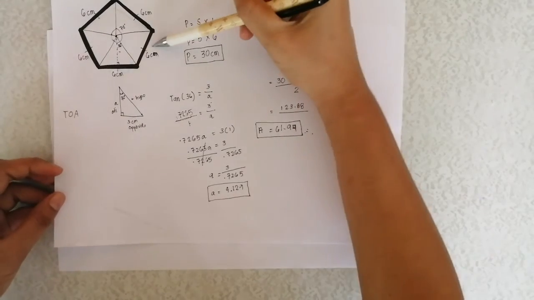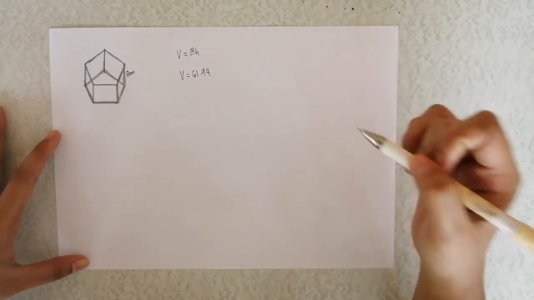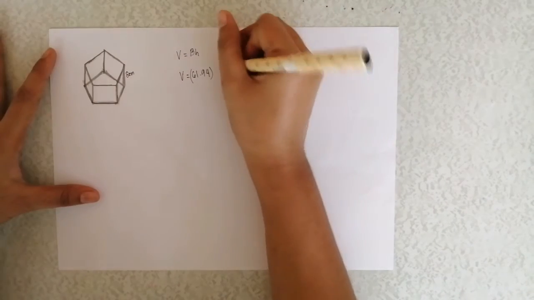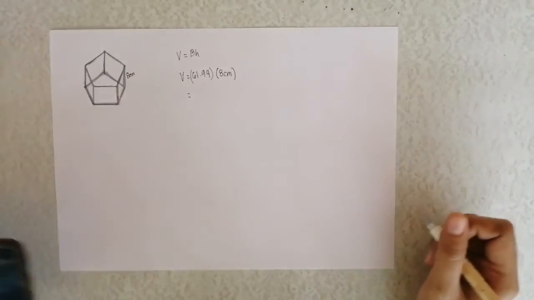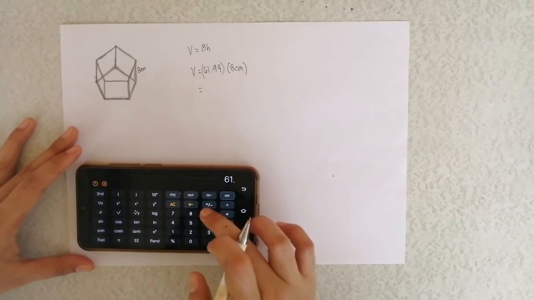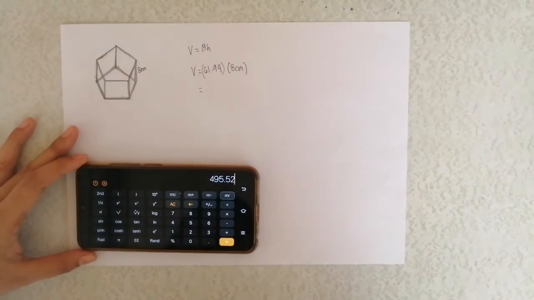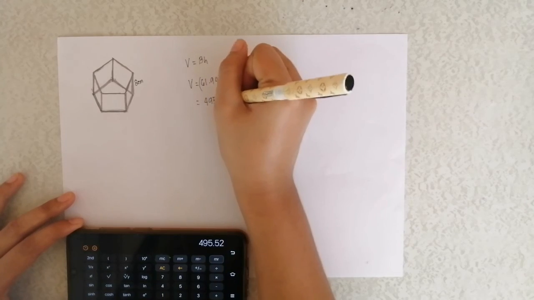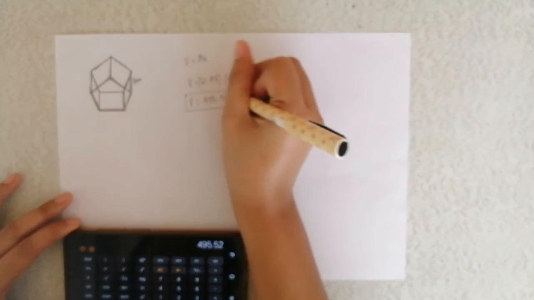Since we use the pentagonal prism in solving the volume, we can now proceed: the base, which is 61.94, times the height, which is 8 centimeter. We could use again this calculator here. 61.94 times the height, which is 8, we'll now have 495.52, which is our volume. So, as easy as that.